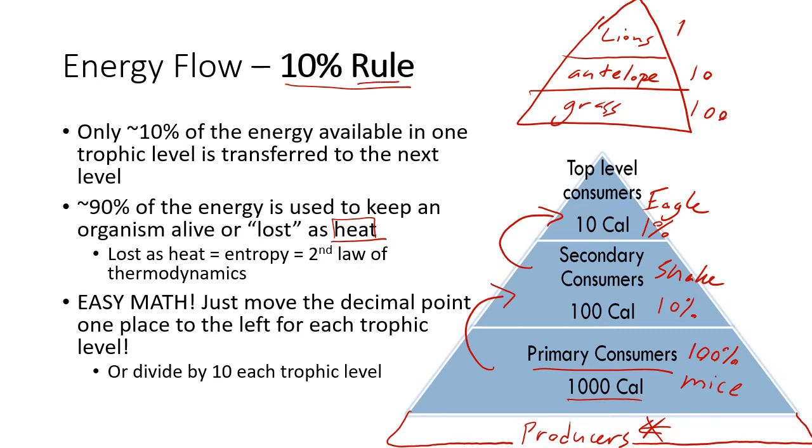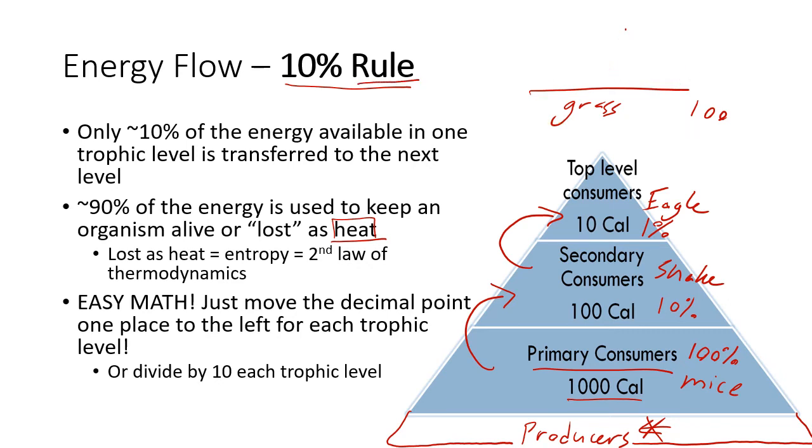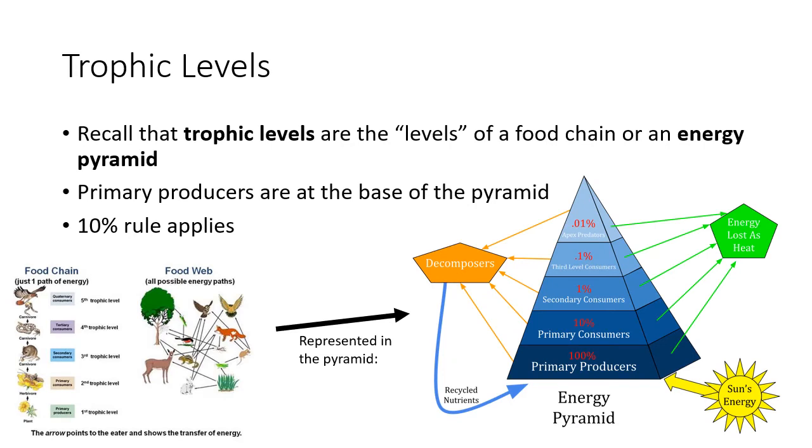Just rough numbers, and every ecosystem is going to be slightly different. This is a rule, not a law, meaning that it's not a firm, hard calculation of 10% in every case, but it all averages out to be about 10%. When you do math for this, it's super easy. Just move the decimal to the left 1 digit every time that you move up a trophic level, or just divide by 10 every time that you move up a trophic level.